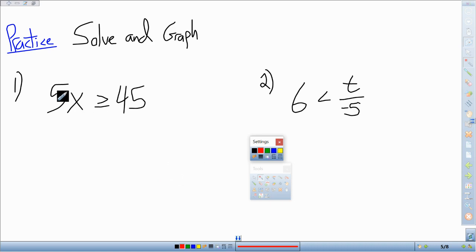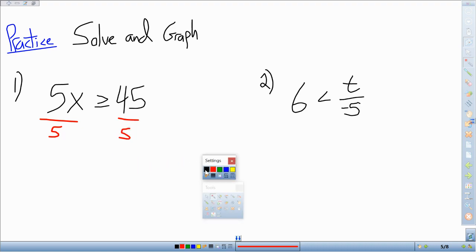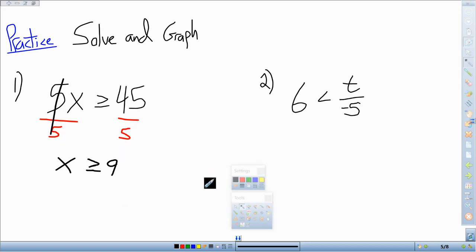All right, so on number 1 here, we have a 5 being multiplied by x, so we'll undo it by dividing by 5. Here's the question: do we flip our inequality? We divided by a number, right? Does that mean we flip the inequality? No. We flip the inequality when we divide or multiply by a negative number. Not negative, not flipping. So this is still staying greater than or equal to. So it looks like we got x is greater than or equal to 9.